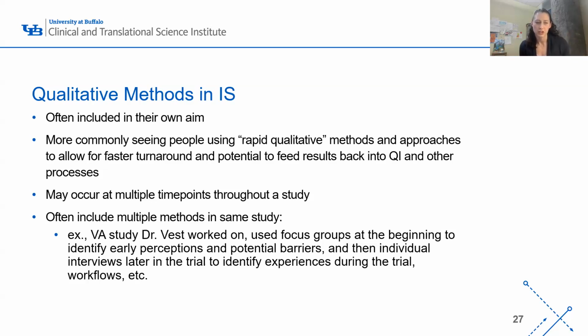So there was a VA implementation trial that I worked on, where we started with focus groups at the beginning of the trial to identify people's early perceptions and what they saw as potential barriers. And then we used rapid approaches to feed that information back to the trial so that they could help implement the intervention more successfully. And then later on during the trial, we did individual interviews with the providers who were in the trial to help identify factors that arose as they actually used the intervention in practice and how it fit into their workflows. So that's just one example of how those things may be combined.